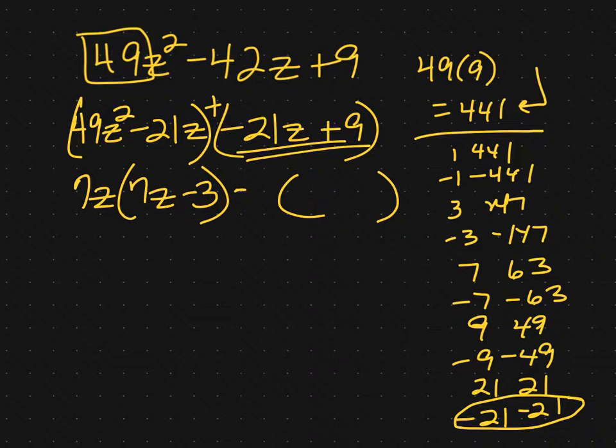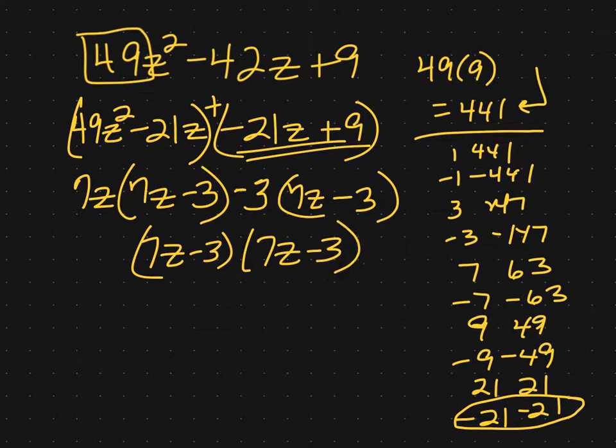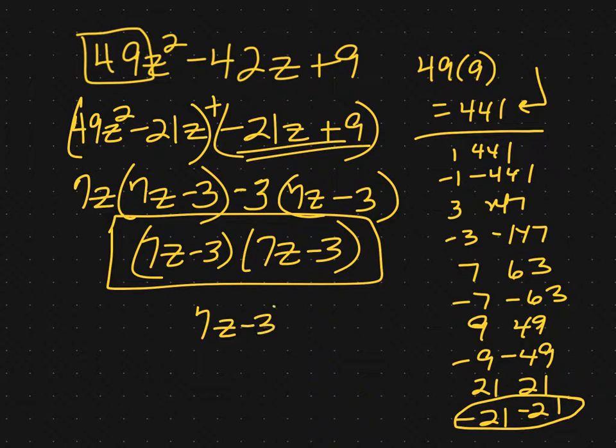And out of 21 and 9, I could factor out a 3. Negative 3 out of negative 21 leaves 7z. Negative 3 out of 9 leaves negative 3. So how's it factor? 7z minus 3 times 7z minus 3, which is a good answer. Or if you wanted to, you can do 7z minus 3 squared, which is also acceptable.